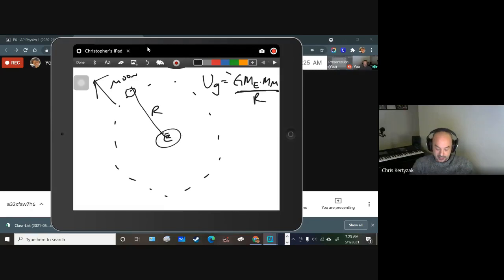So I don't want the negative sign in here to confuse you. It's a weird system they created in astronomy so that out at infinity, if I took this moon all the way to infinity and asked what the potential energy is out there, we would actually say 0.